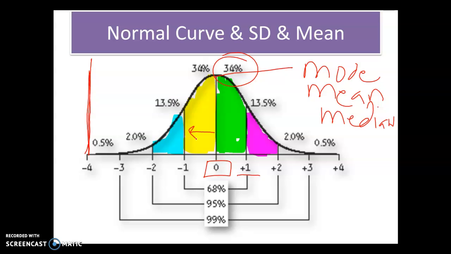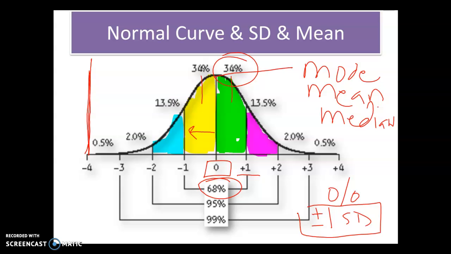And then basically, when they ask you, what percentage of the scores fall within one standard deviation, they mean plus or minus 1. So you would add 34 and 34, and you would get 68. So 68% of the scores fall within one standard deviation, which means plus and minus 1. One below and one above.